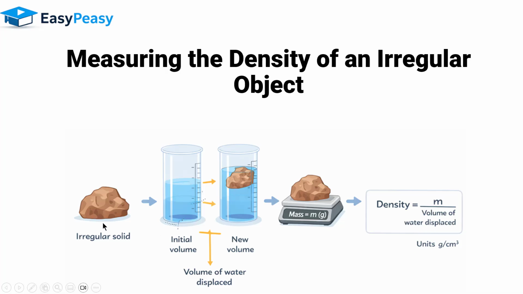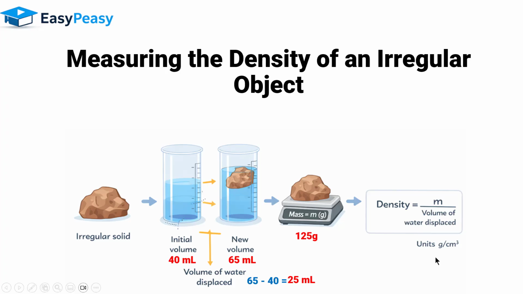Let's say this irregular object goes in, the initial volume is 40 ml. After putting this object inside, the new volume is 65 ml. Now we just need to minus 40 from 65. So the volume of water displaced is 25 ml. If we put this object on the weighing machine, the mass will be 125 grams. Now we have both values.